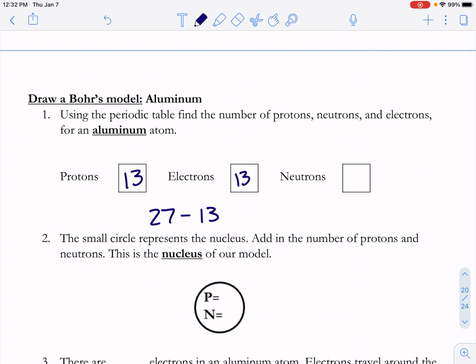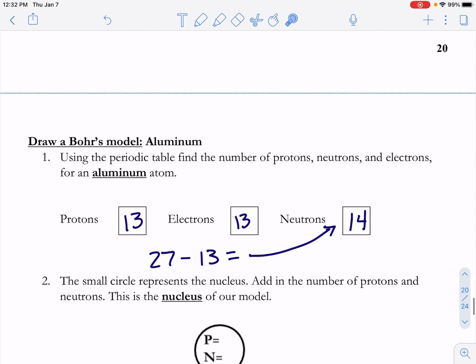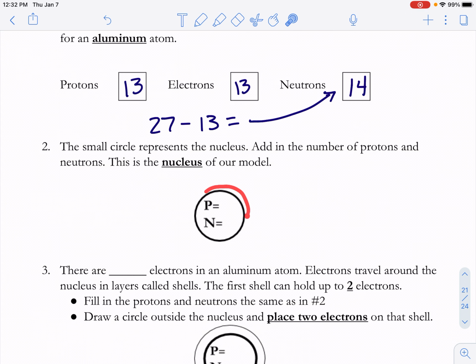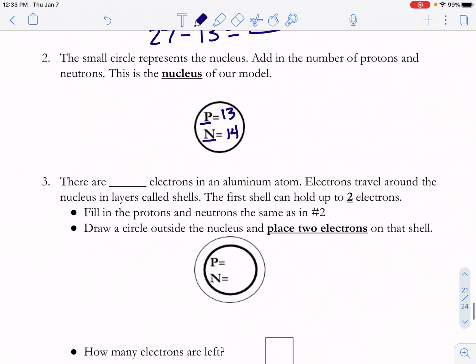That's step one. Number two, the small circle represents the nucleus. You're thinking, what's the small circle? Remember, that's what I was talking about back here, this central one. We're going to pretend that this is our central circle. We're going to write how many protons, that's what the P stands for, and also how many neutrons we have there. So for aluminum, we know we have 13, that's from up here, and neutrons, which is 14. So there's our nucleus. Proton amount, neutron amount.